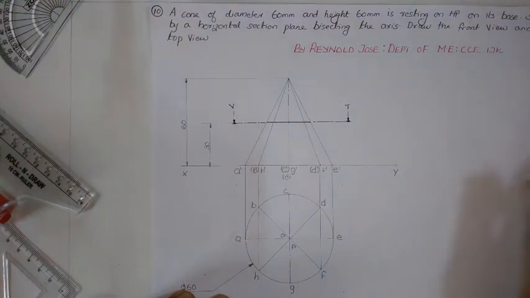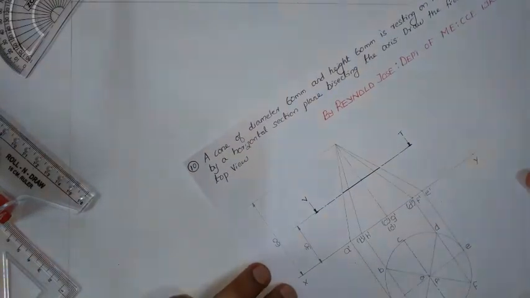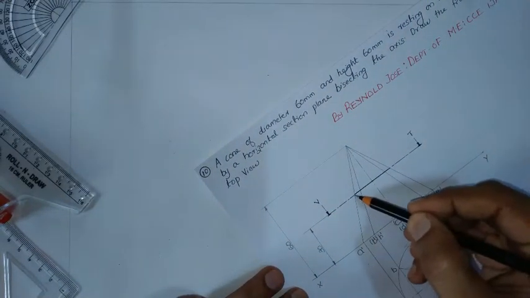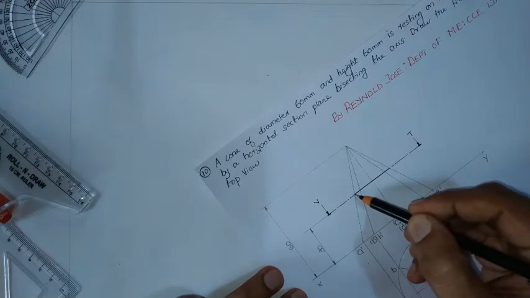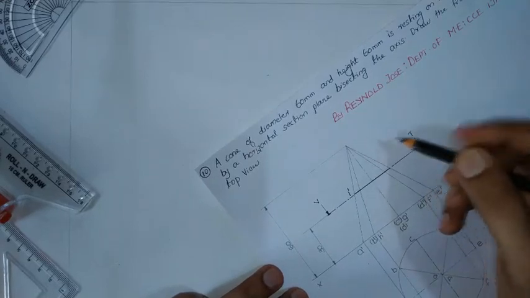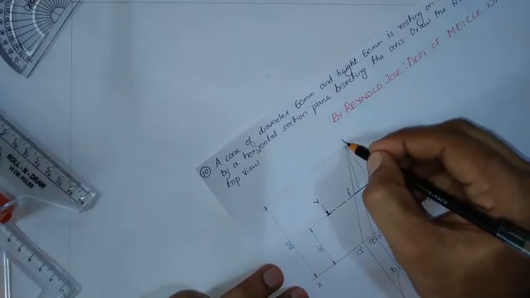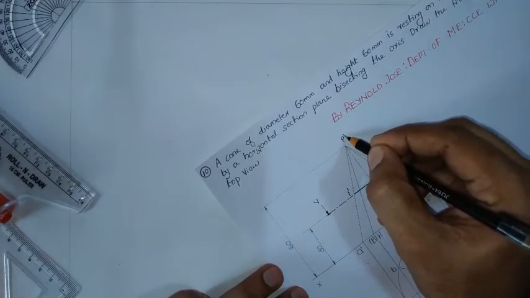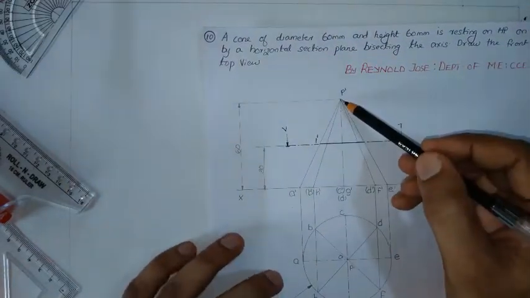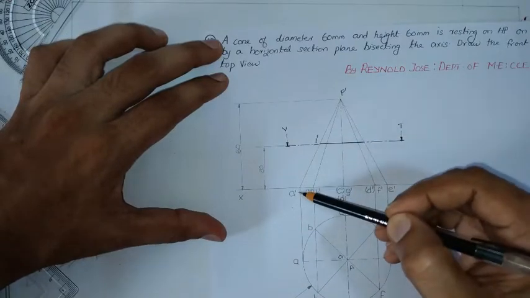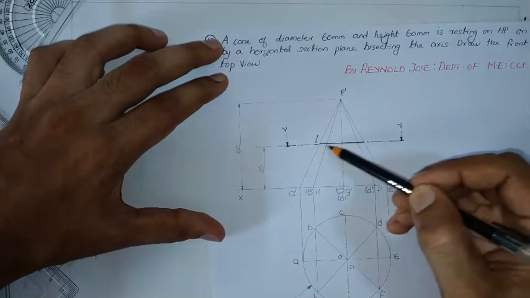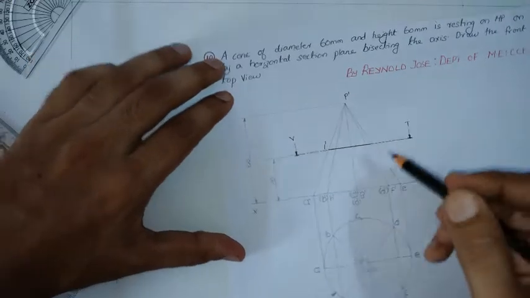Now let us mark the meeting points of the section plane with the various generators. So here we are having generator A dash. Let us mark this point as 1 dash. So this point is P dash. So here this is generator P dash A dash. Let us mark the meeting point of the generator and the section plane as 1 dash. So this point is 1 dash.